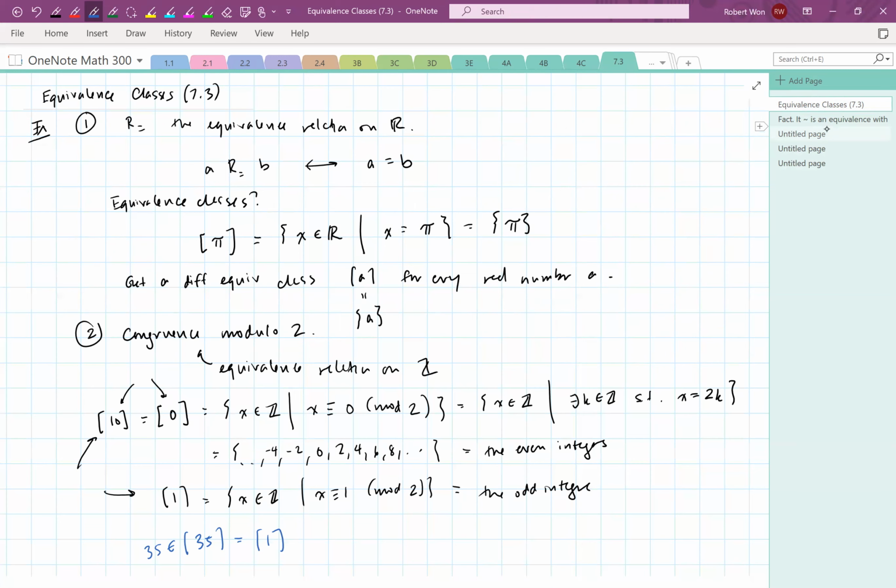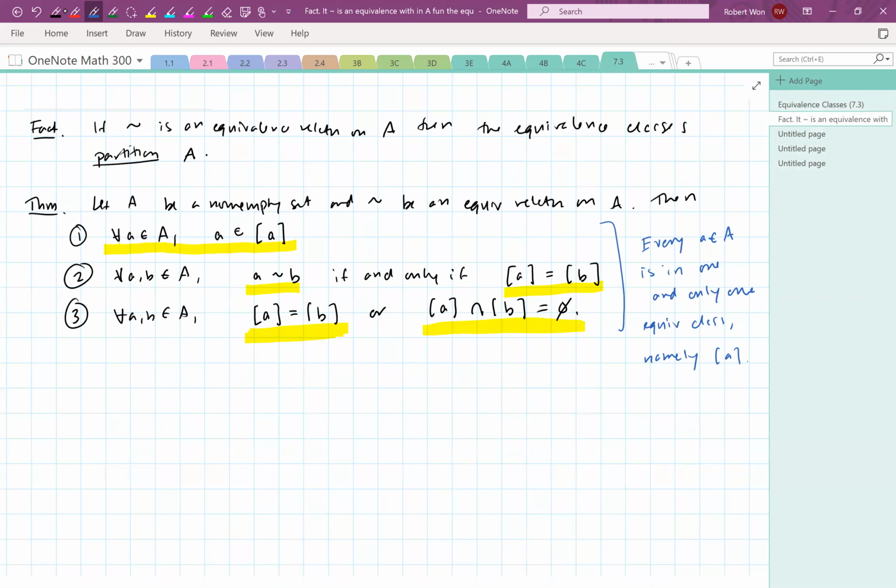Okay, so let's prove this theorem. Actually, the proof of this theorem is not so hard. Okay, so 1, I need to show something is true for all a in A. So let's let a be an element of A. I need to show that a is in the equivalence class of a. What does that mean I need to show? It means I need to show that a is in this set. Let me put this in blue because it's not in the statement of the theorem.